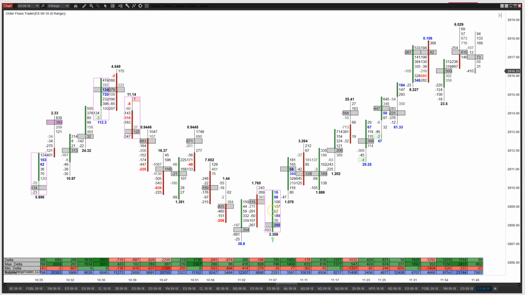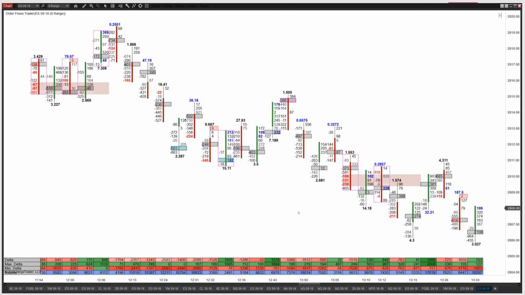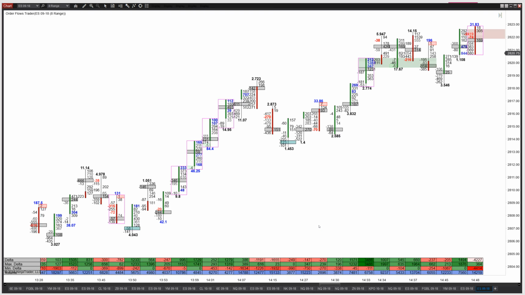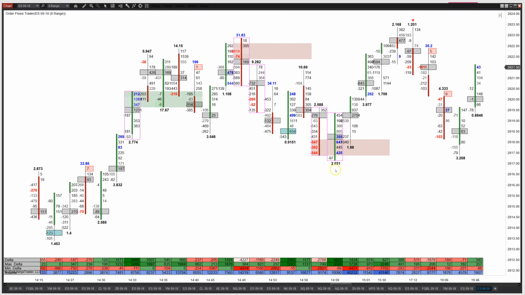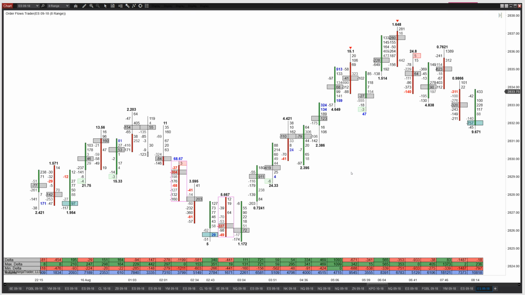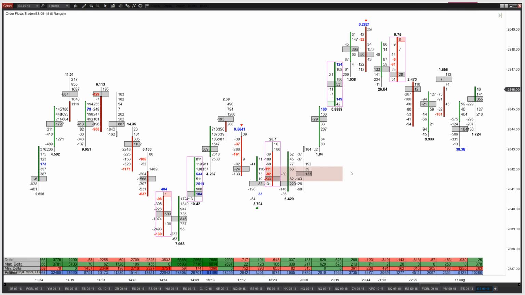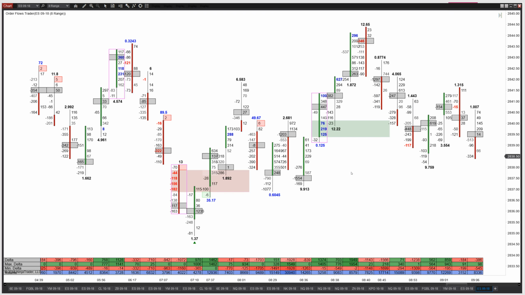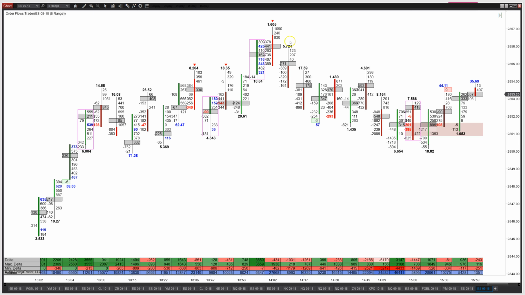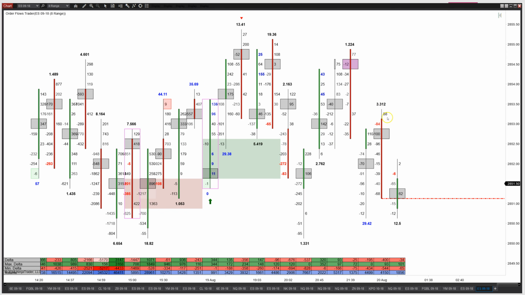Here's a nice buy. Oh, this is the one I had on the example, actually, -103 on the bottom, then all positive delta. Here's another nice buy here. You got the 97, then all positive delta.